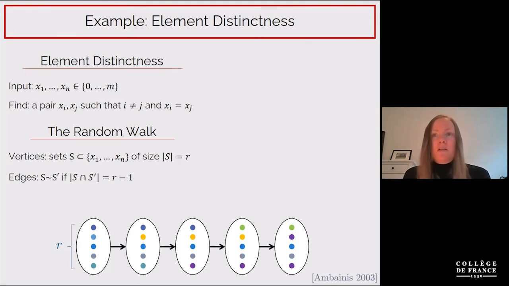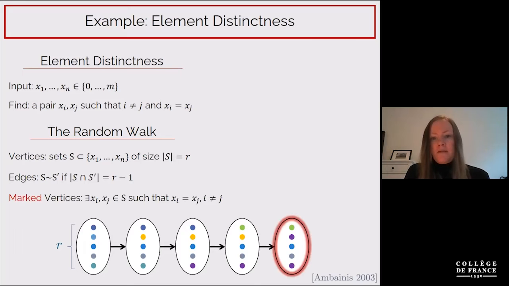Finally, since we're ultimately looking for a collision, or a pair of elements that are the same, we will say that a vertex is marked if it contains a collision. So if it contains two of the same integer. So for example, this last vertex shown here has two purple balls. And so this would be marked. It has two of the same integer.